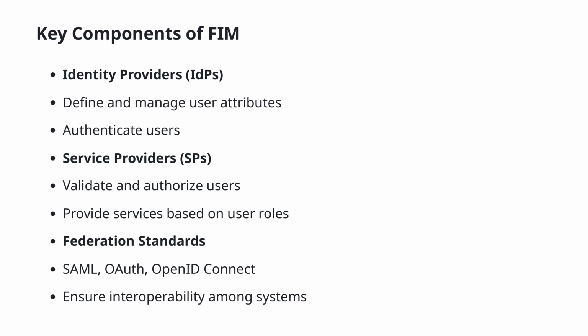SPs validate and authorize users based on the credentials and attributes provided by the IdPs. After validation, they offer various services to the users according to their roles and permissions within the organization or network. Lastly, federation standards are essential for ensuring interoperability among different systems. Some of the prominent standards include SAML, Security Assertion Markup Language, OAuth, and OpenID Connect. These standards facilitate secure and effective communication between IdPs and SPs, making the federated identity system robust and scalable. Together, these components create a cohesive FIM system, enhancing user experience, improving security, and streamlining access management.